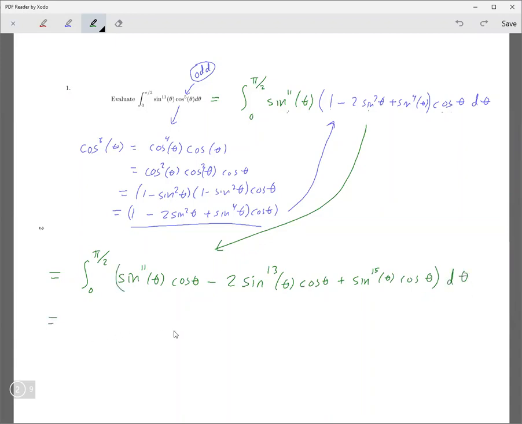So what happened is now with each of these terms, we can conveniently use the chain rule. This first one, if you integrate that, is going to give you sine to the 12th of theta over 12. Because if you take a derivative, you'll have a 12 coming down, and this will be reduced to sine to the 11th, which is right there. The 12 will cancel with that 12 that we have down here. And you multiply by the derivative of the inside, which is just cosine.